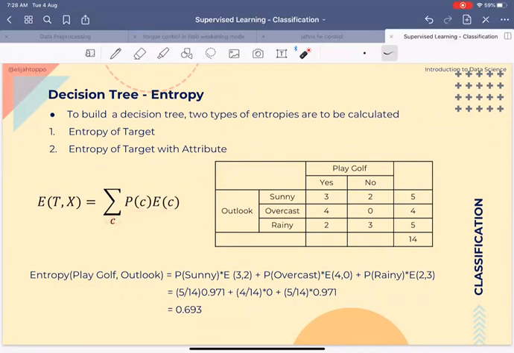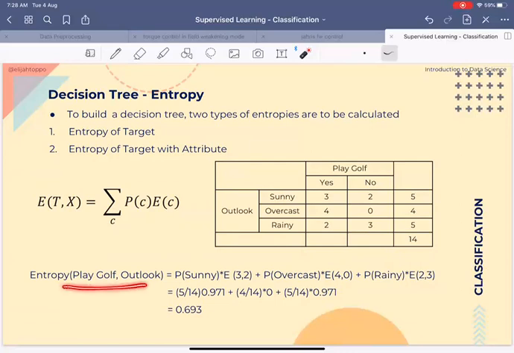C is basically for this attribute, what categories can we take? So for this attribute X, in this case the attribute Outlook, we can take categories like sunny, overcast, and rainy. And for each case, for sunny, we'll find the entropy for the target. For overcast, we'll find entropy of the target. For rainy, we'll find entropy of the target. Okay, so let's put things up here.